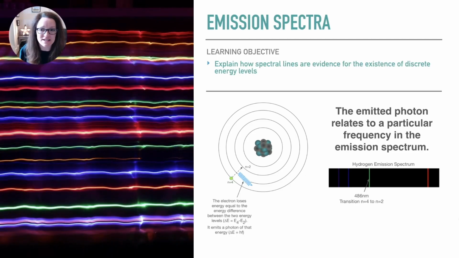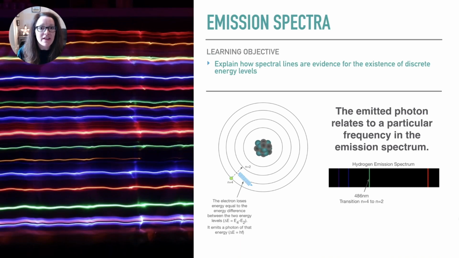So how does this relate to spectra? If we have a look at an emission spectra, an emission spectra means you're giving out light, which means that the electrons are giving out energy. So if we take the example down here, we have an atom. There's an electron within the n equals 4 energy level. It gives out a certain amount of energy to go down to n equals 2. That energy that it gives out is a packet of energy called a photon.